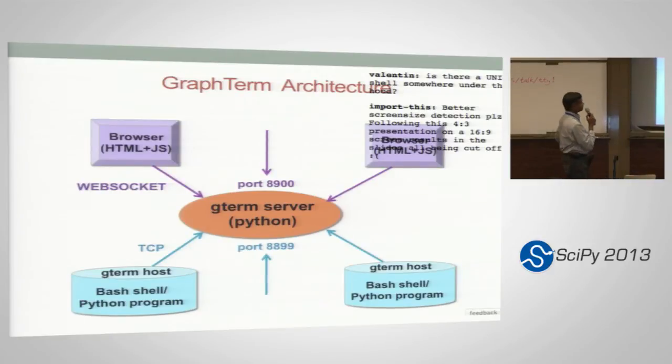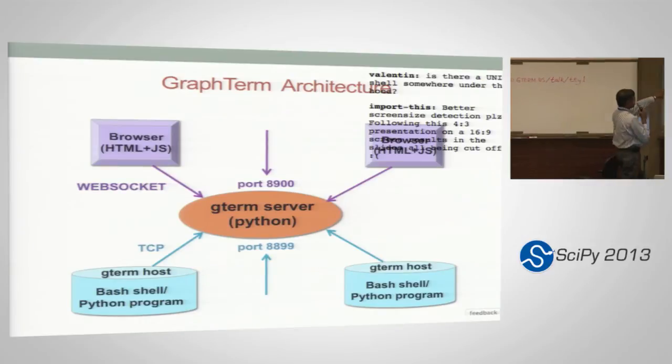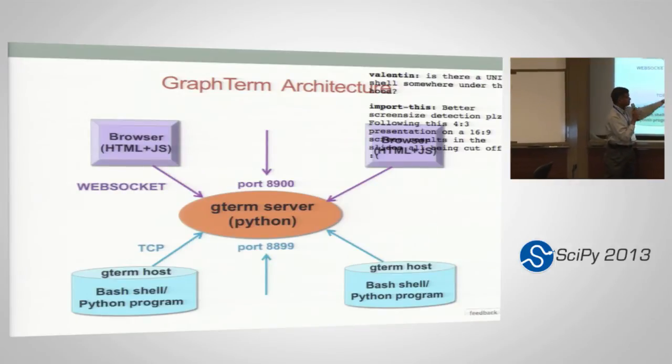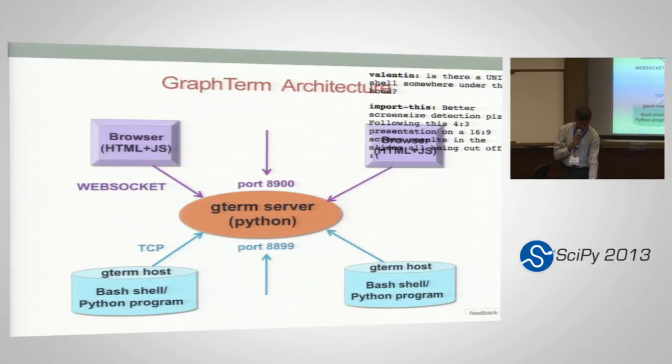So this is the architecture of GraphTerm. There's a server, and any number of browsers can connect to it and any number of hosts can also connect to it. They both connect to this, so everything is coming into the server. So you can have multiple machines connect to the server and you can create terminals on all of them.